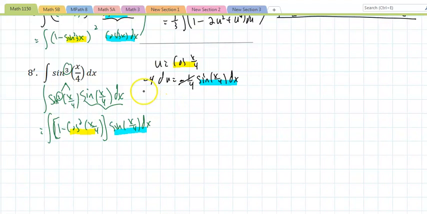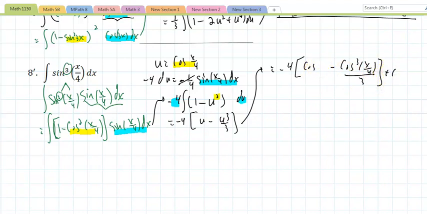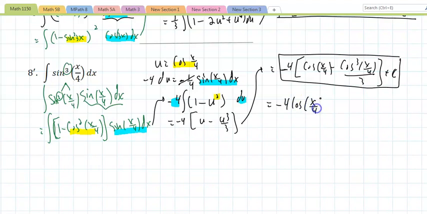There we go. So this would be a negative 4, the integral with a du. That's simply my sine of x over 4 times dx, and 1 minus u squared. And it's a very simple integral from there on because this is a power function, u minus u cubed over 3. So that would be a negative 4 times, u was the cosine of x over 4, minus the cosine cubed of x over 4 over 3, plus c. That would be my final answer. On a test, I suggest you leave it like that. Don't waste time simplifying. For the back of the book, you should really match the answer identically on every problem.